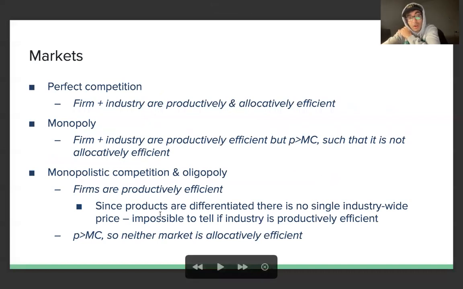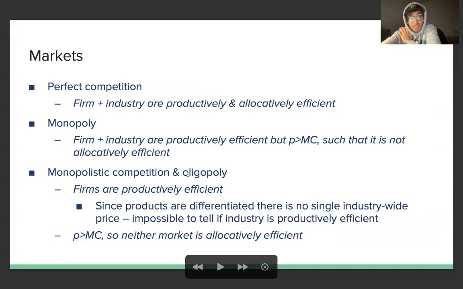Looking at the different markets, for perfect competition, everything's perfect. That's why it's called perfect competition, I guess. Everything's productively and allocatively efficient, both the firm and the industry. For a monopoly, the firm and the industry are productively efficient, but as we saw, the price is greater than marginal cost, so it's not allocatively efficient.